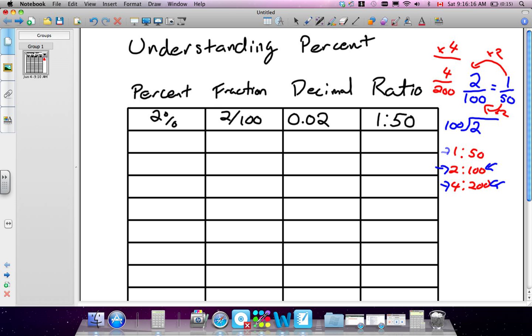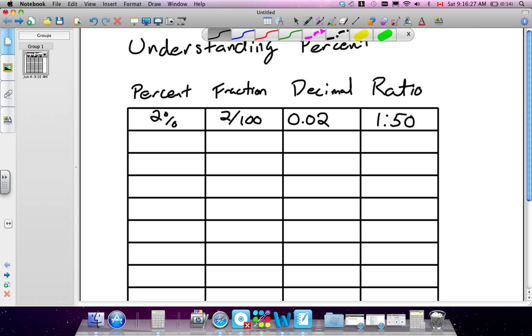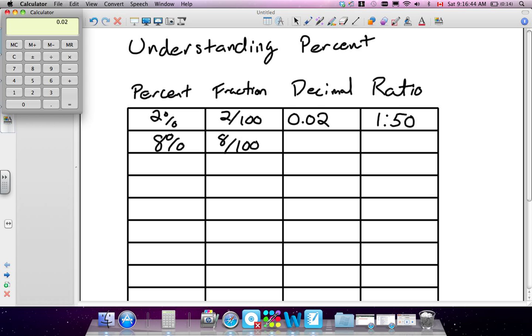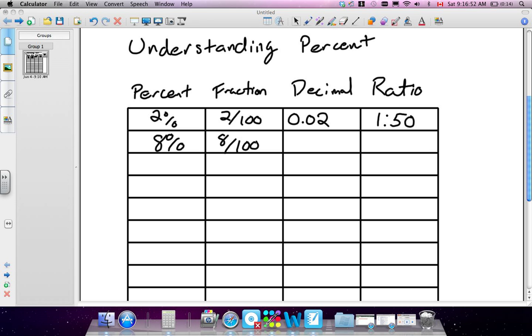I'm going to quickly erase what we have down here. So the next question says 8%. What would 8% be as a fraction? It will be 8 over 100. That's right, 8 over 100. Now, how would I solve that as a decimal? You would divide 8 divided by 100. That's right, 8 divided by 100. 0.08. Nice. Finally, a ratio.